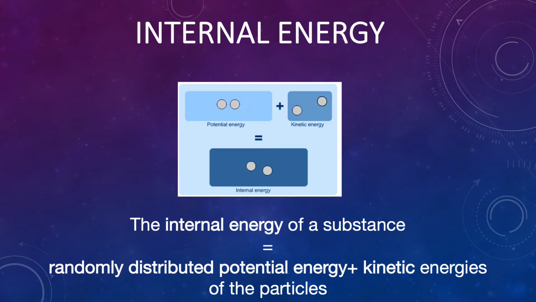The internal energy of a substance is defined as the sum of the randomly distributed potential energy and the kinetic energies of the particles that make up the substance. When a substance undergoes a temperature change, the kinetic energy of the particles increases, resulting in an increase in the total internal energy of the substance. This is because temperature is a measure of the average kinetic energy of the particles in the substance.